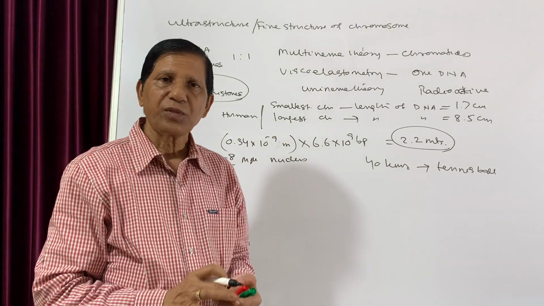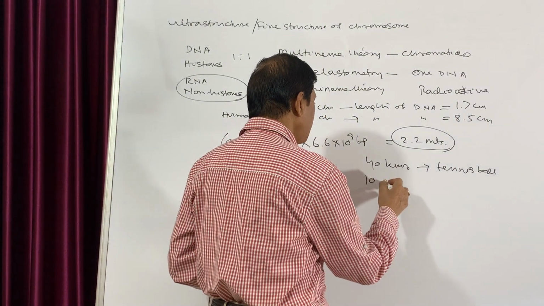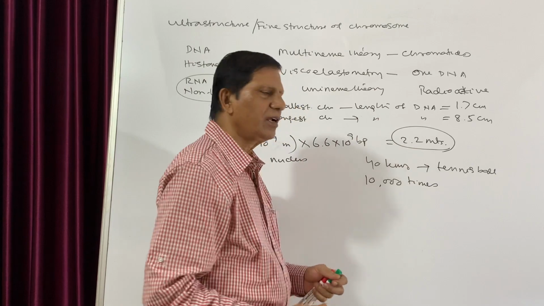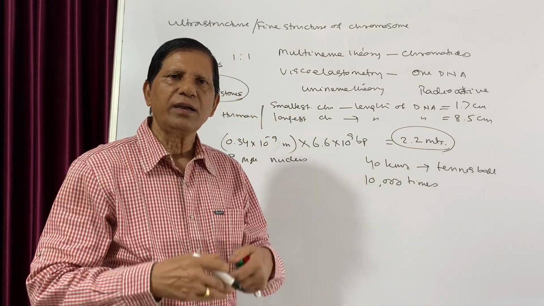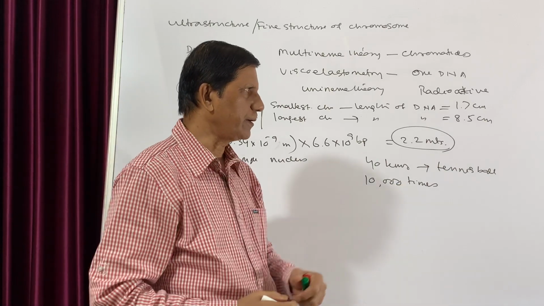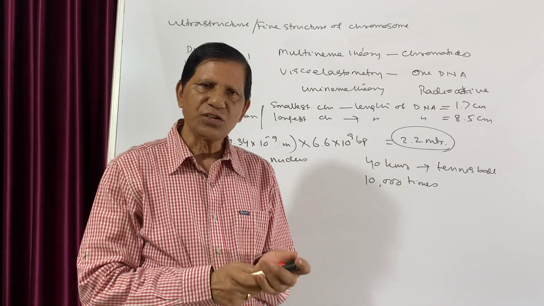That means the DNA is folded around 10,000 times. It is folded 10,000 times when it gives rise to the appearance of a chromosome. So how is it possible that such a long DNA is present?